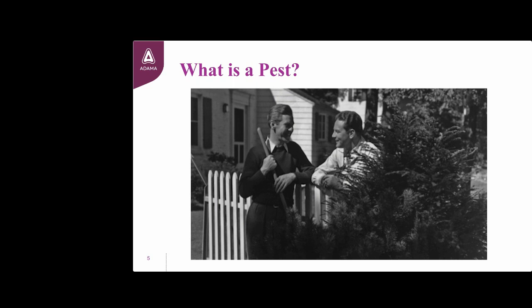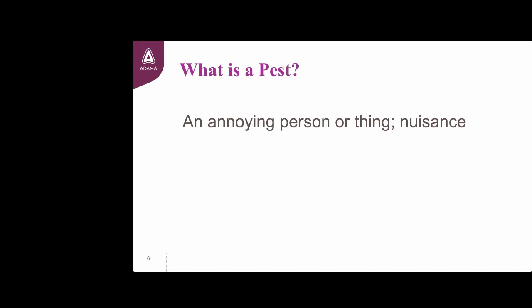So a pest is going to be defined by humans, by a person. What is bothering us may differ from person to person. If you go to the dictionary and look up the general definition of a pest, it's an annoying person or thing, a nuisance.